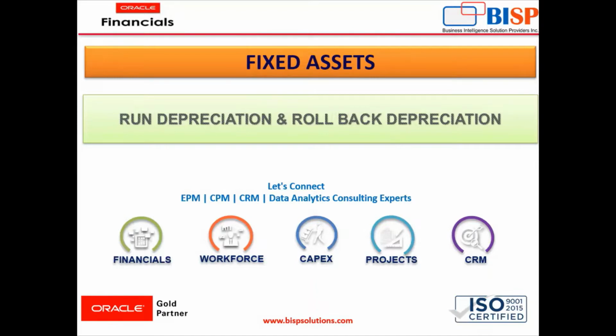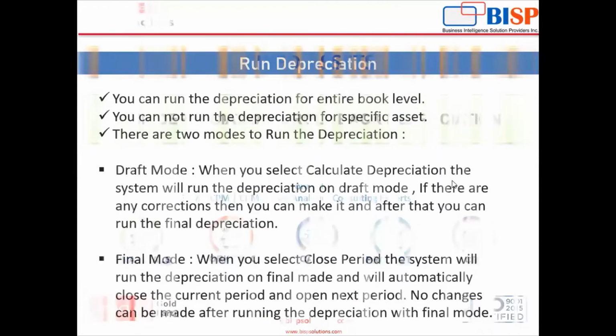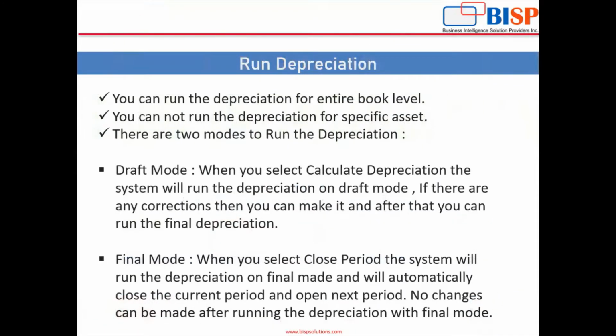So in today's video, we will see how to run the depreciation and how to roll back the depreciation in fixed asset Oracle Fusion. You can run the depreciation for entire book level. That means you cannot run the depreciation for a specific asset.